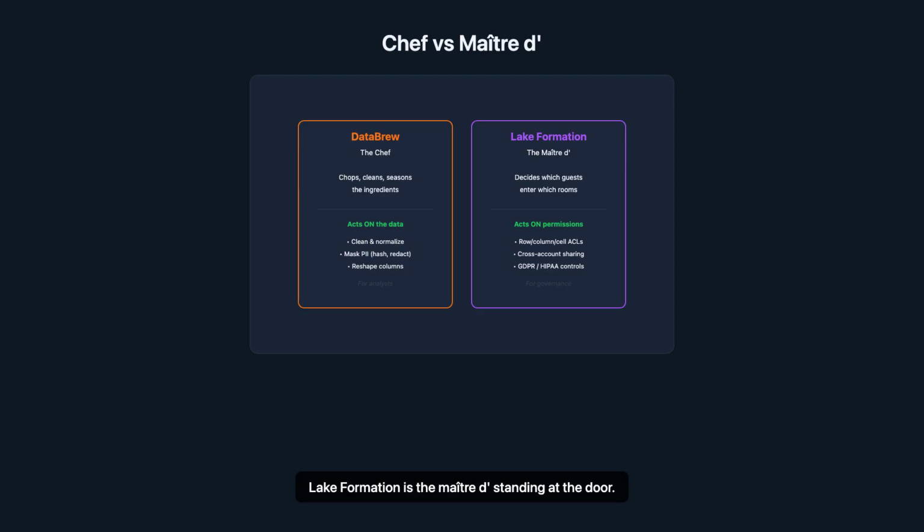Lake Formation is the maitre d' standing at the door. The maitre d' doesn't touch the food. The maitre d' decides which guests are allowed in, which rooms they can enter, which tables they can sit at. That's permissions, row-level access, cross-account sharing, GDPR, and HIPAA controls. The chef acts on the data. The maitre d' acts on permissions. One transforms, the other guards.